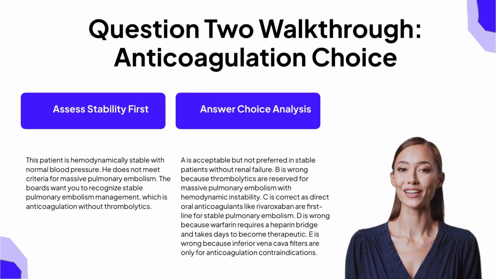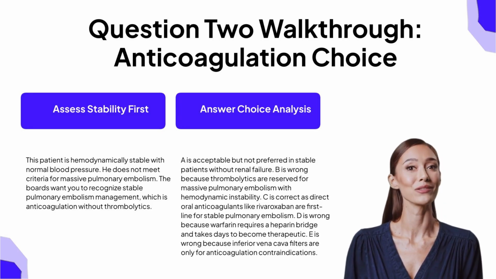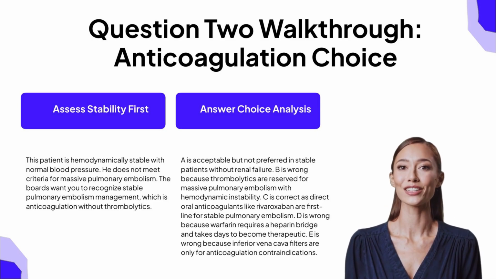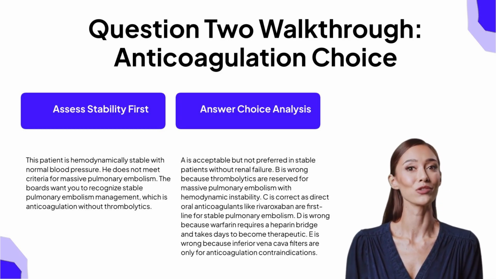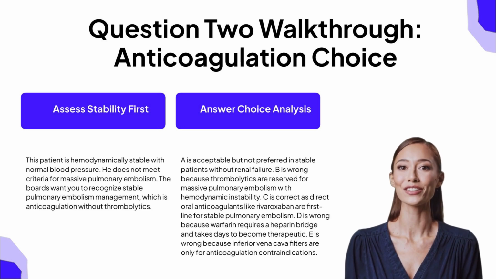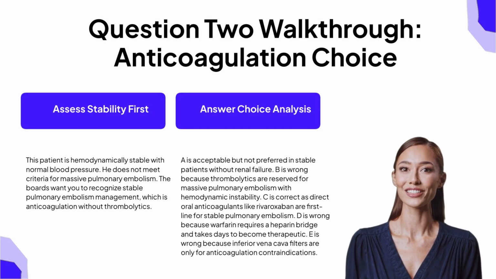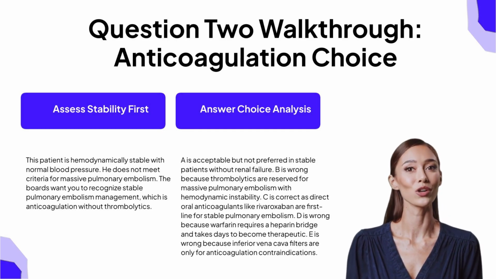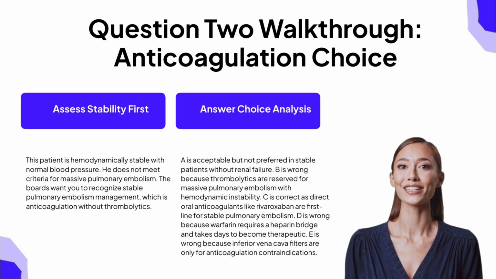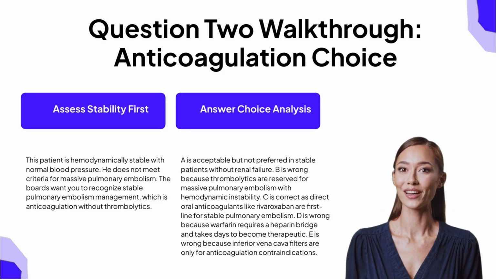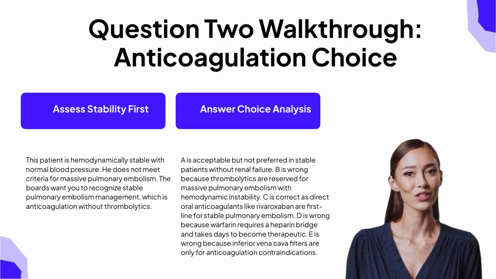Answer A, unfractionated heparin is acceptable but not preferred in stable patients without renal failure. Answer B, tissue plasminogen activator is wrong because thrombolytics are reserved for massive pulmonary embolism with hypotension. Answer C, rivaroxaban, is correct because direct oral anticoagulants are now first line for stable pulmonary embolism. Answer D, warfarin alone, is wrong because warfarin requires a heparin bridge and takes days to work. Answer E, inferior vena cava filter, is only for patients who cannot receive anticoagulation.